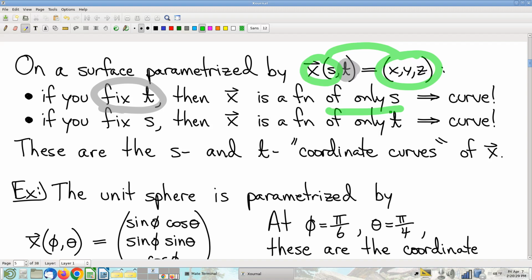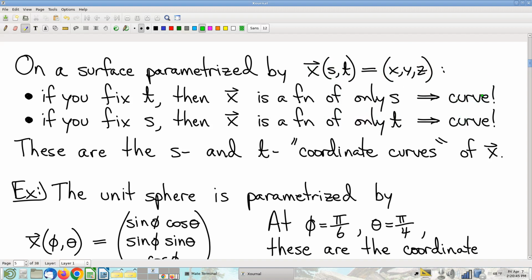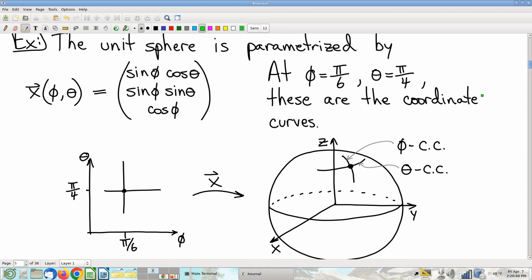So if you have position as a function of one parameter, keep in mind we already know what that is. That's a parametric curve. Anytime you fix a parameter on a parametric surface, what you get is a parametric curve. Okay, let's see some examples, and by the way, vice versa if you fix the other one. So here's an example: a parametric surface, the unit sphere. We talked about this one before. Spherical parameterization, rho equals 1. Make sure you're comfortable with where that came from. And let's look at some curves, coordinate curves.